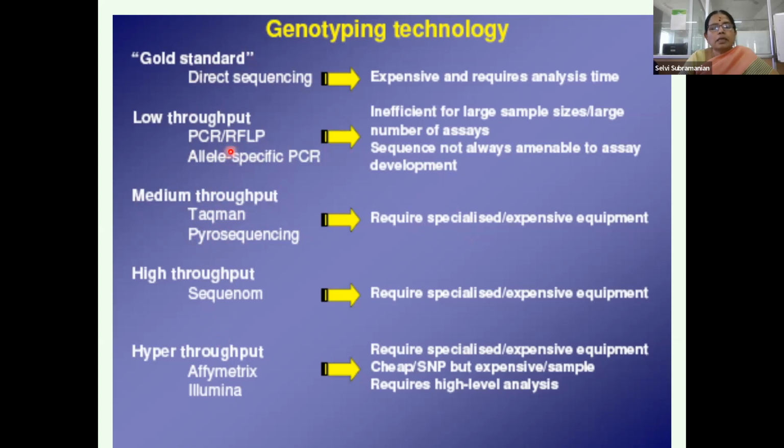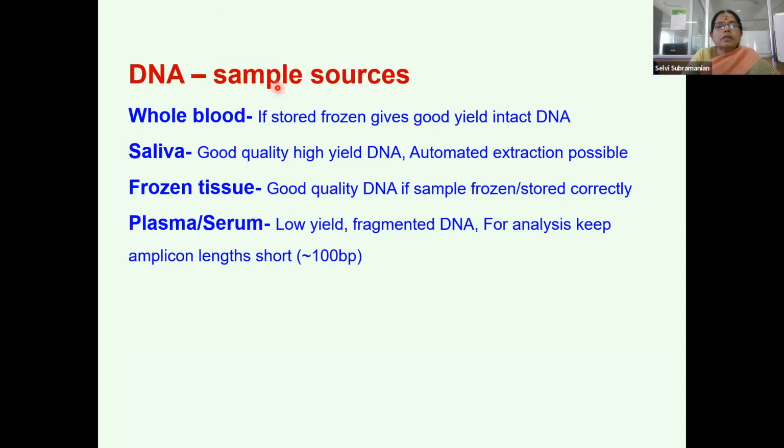So this is the growth of the technology, and later on high throughput sequencing. Now we have high throughput or hyper throughput platforms, Affymetrix and Illumina. These are, chronologically, the evolvement of the genotyping technology, but completely sequencing that DNA directly is always the gold standard.